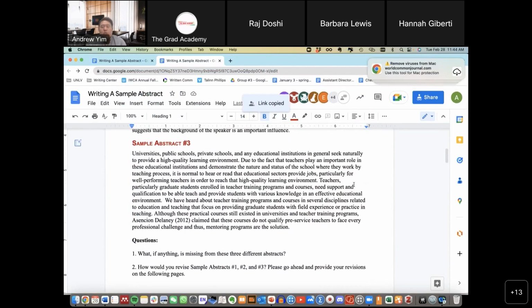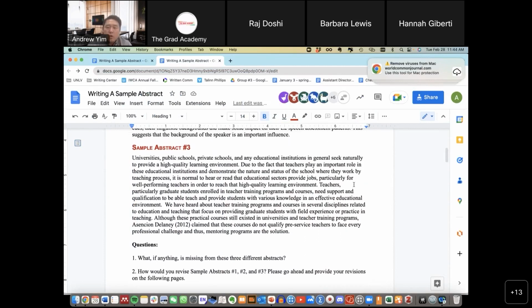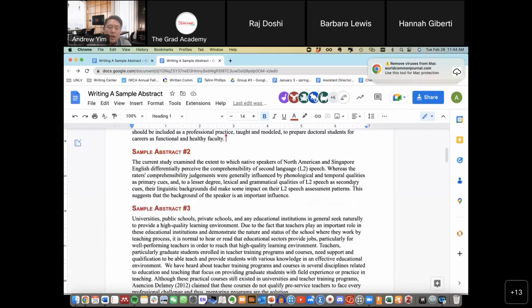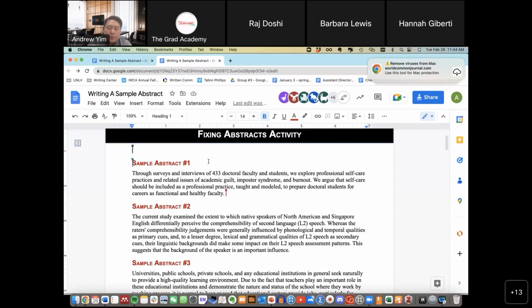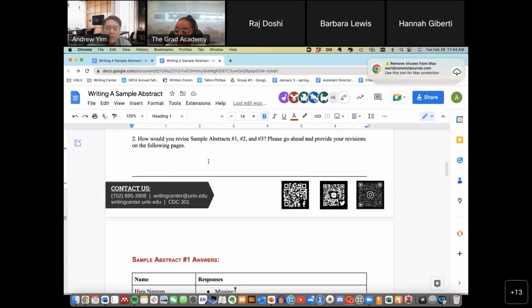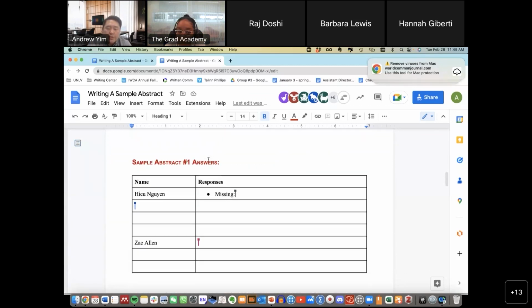Perfect. So what we're going to do is work on this as a collective group, and this will be helpful for me to give some people feedback as you're writing. Go ahead and take a look at sample abstract 1. Think about what is there, what is missing, and then in the sample 1 abstract answers down below, identify what's missing and try to expand on it.